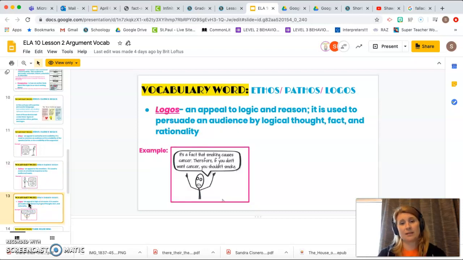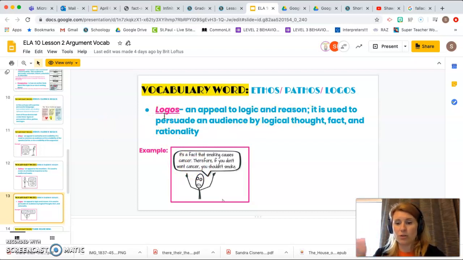This is an appeal to logic and to reason. It's used to persuade an audience by a logical thought or fact or just being rational. So here we have, "It's a fact that smoking causes cancer. Therefore, if you don't want cancer, you shouldn't smoke." Obviously, that's a reality. So in this case, we're just saying what's logical. Of course, don't smoke unless you want cancer. This is an appeal to what we call our logic and reasoning, so logos.